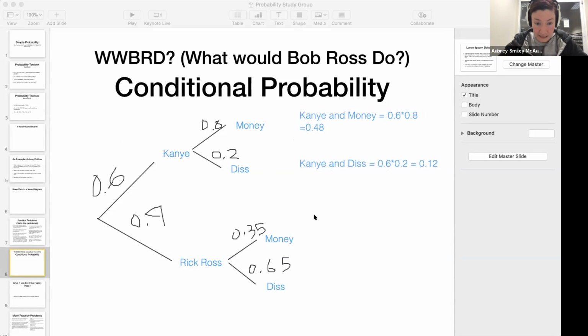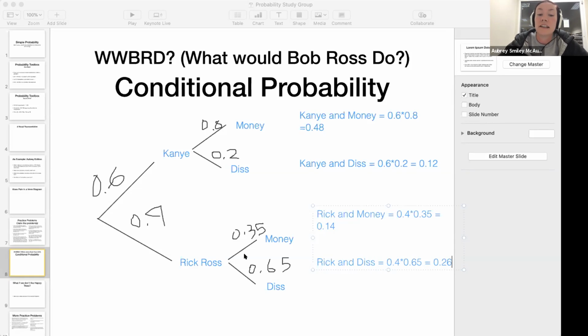So down here, we're going to have the same thing. The probability of Rick Ross and money is 0.4 times 0.35, which comes out to 0.14. And the probability of Rick Ross and diss is equal to 0.4 times 0.65, which is equal to 0.26. And guess what those two sum up to? 0.4, the total probability of Rick Ross.